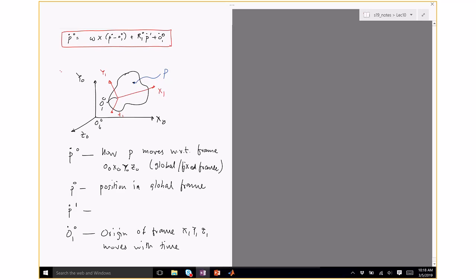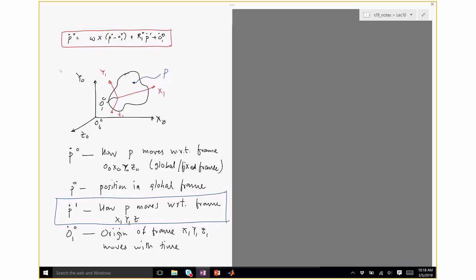Okay, this is how P moves with respect to frame x1, y1, z1. So that is the part which is most confusing to people. So let me explain what this really means. If you have a rigid body and it's moving, and let's say P is this point, P dot 1 means how fast or slow this point is moving with respect to this frame. Okay?